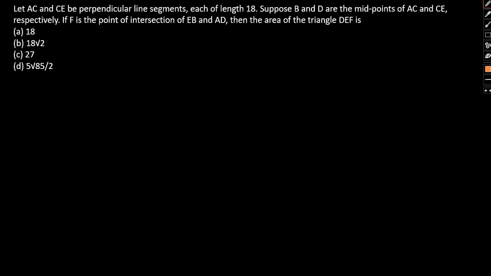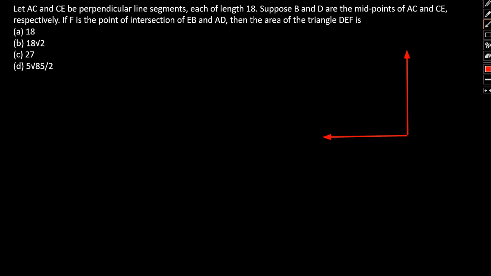The second question being: let AC and CE be perpendicular line segments, each of length 18. Suppose B and D are the midpoints of AC and CE respectively, and F is the point of intersection of EB and AD. Then the area of triangle DEF is? So let AC and CE be perpendicular segments. Let me draw two perpendicular segments initially. Let these be two perpendicular segments, each of length 18.